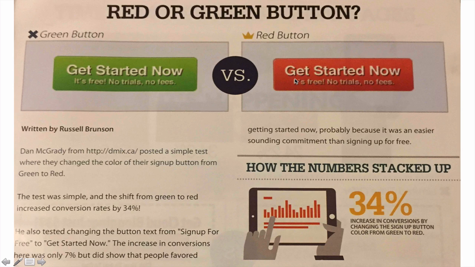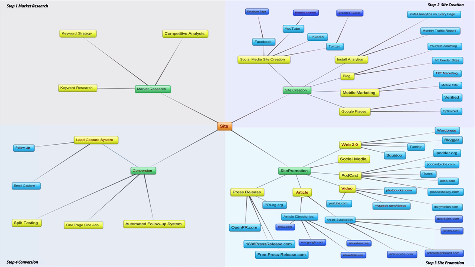So let's go back. These are all different things that you can test. You can test follow-up messages. If you're going to capture emails, you can test different email sequences. You can have automated autoresponder emails. All these things will help you in your conversion. So that's the end of this 4-part training. Again, market research, then create your site around your customers' problems that you solve, then promote your site in all these different channels. And then finally, once you get traffic to your site, you want to start testing and converting, testing conversion stats from the visitors to your website.